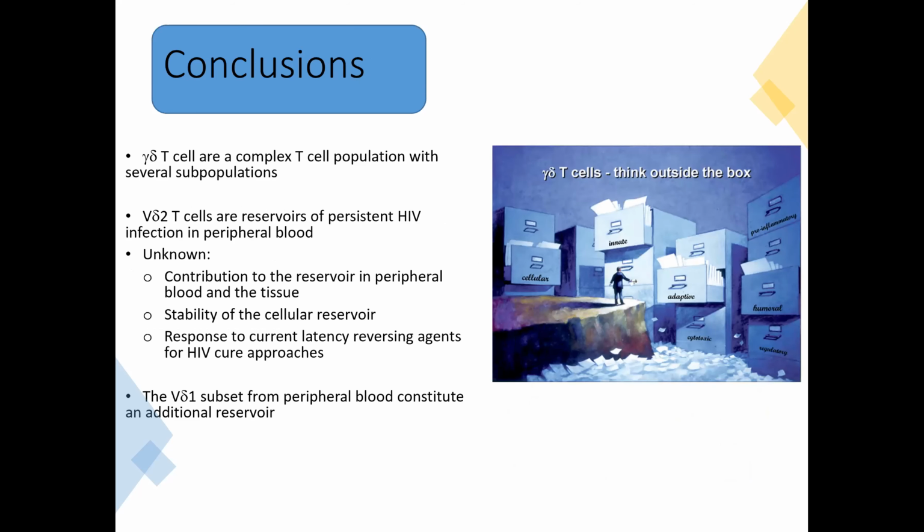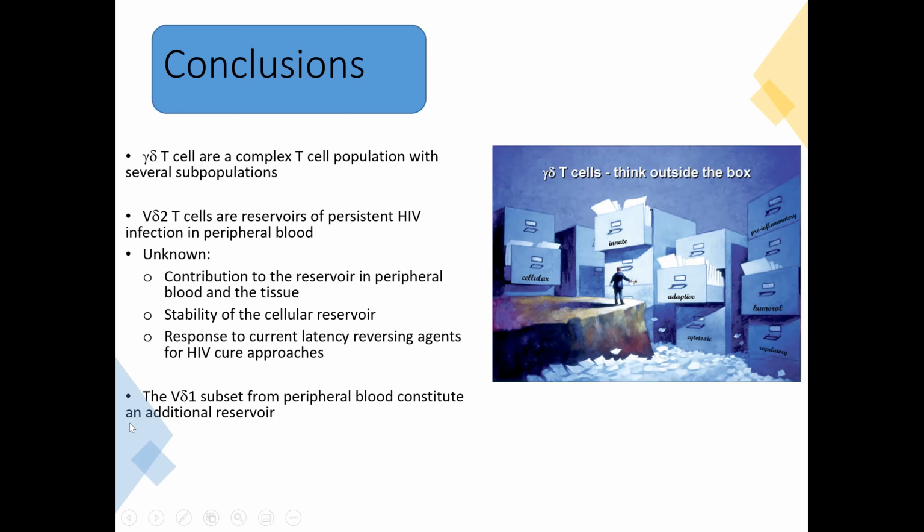In conclusions, gamma delta T cells are a complex T cell population with several subpopulations that, as I said in the beginning, adds more complexity to this subset. So when we talk about them, we need to think outside the box because, depending on the environment and the immune challenge, we will need to open either the cellular, innate, adaptive, or humoral box. VD2 T cells are reservoirs of persistent HIV infection in peripheral blood with several unknowns, starting from the contribution, both in peripheral blood and the tissue. We don't know the stability, and we don't know the response to LRAs.